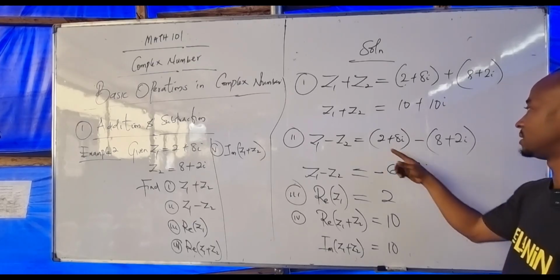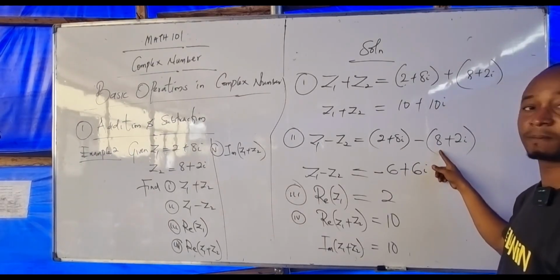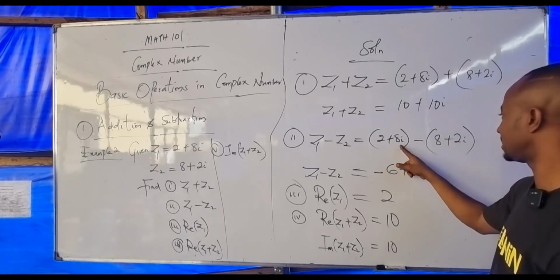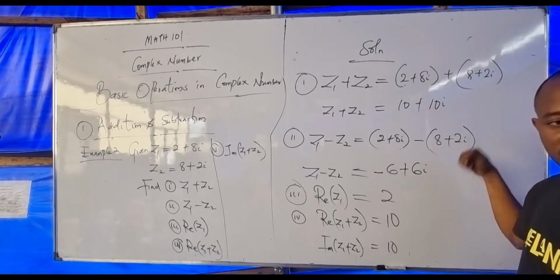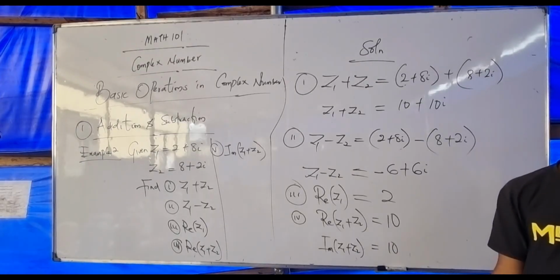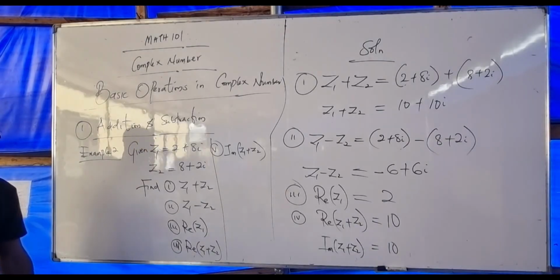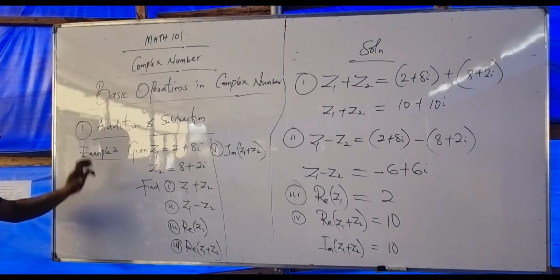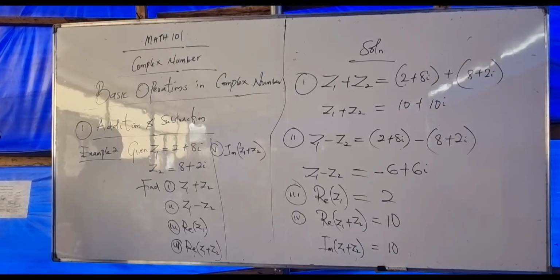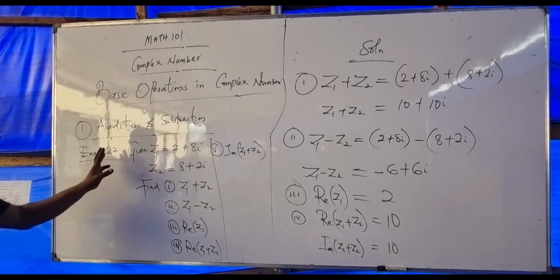Let's check. 2 minus 8 is minus 6. So 8 minus 2 is plus. Do you understand? Okay. Now let's move down to number 2, application. Just remind me, I'll give us class assignments after we are done.